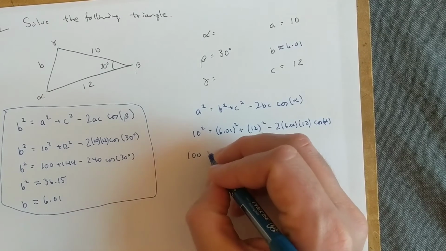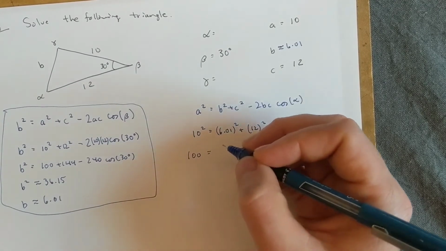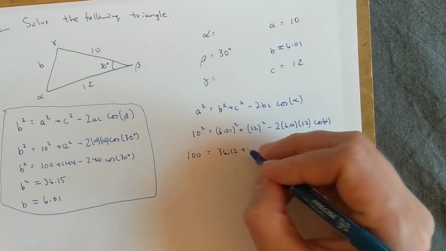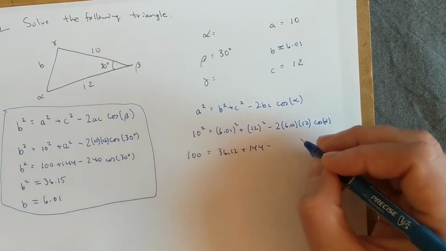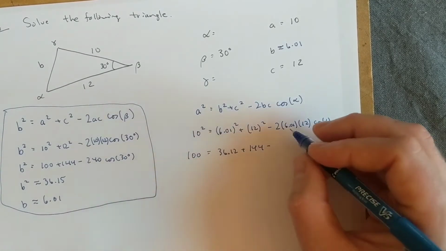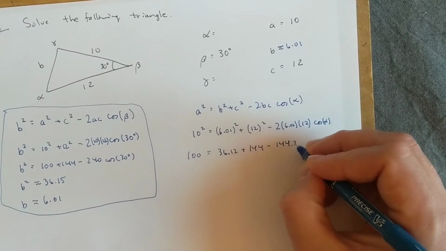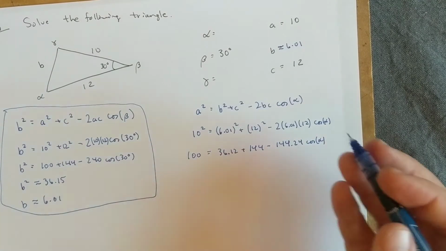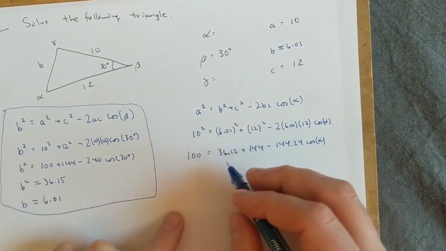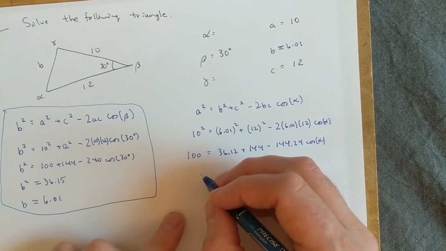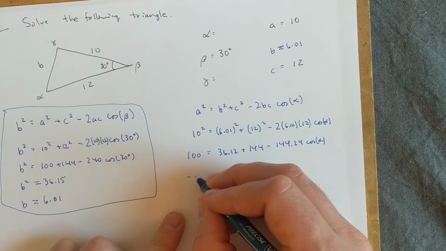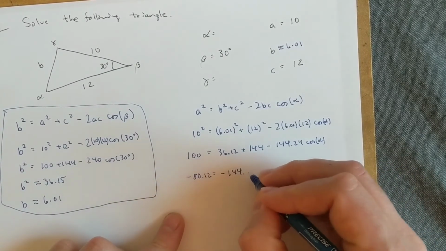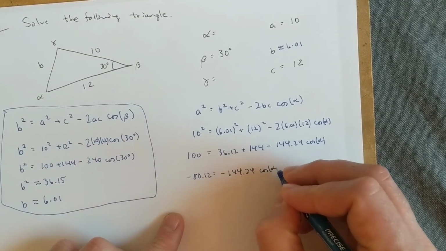Okay, so this is 100. This is 36.12. This is 144 minus 144.24 cosine alpha. Okay, and then move everything to the other side. So I'm subtracting 36.12, subtracting 144. I get negative 80.12 equals negative 144.24 cosine alpha.